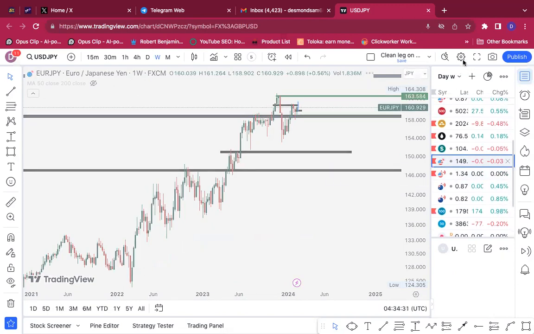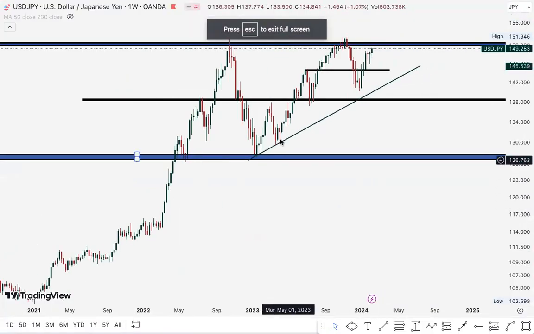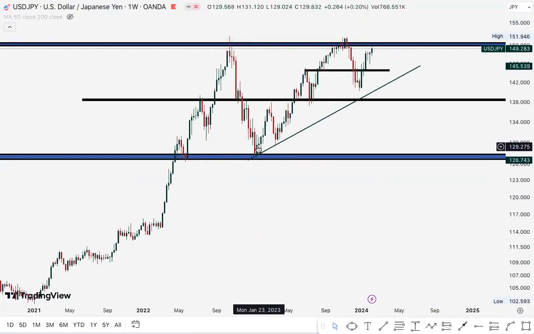UsdJpy. Okay, so the next pair on my list will be the UsdJpy. So I highlighted this market right from here last year, 2023 January. Once again, if you doubt me, go through my previous videos and you're going to see that I actually called this market month after month after month. We made a significant amount of money on this pair.